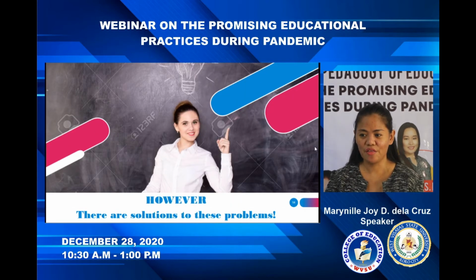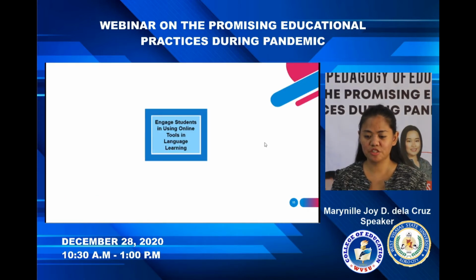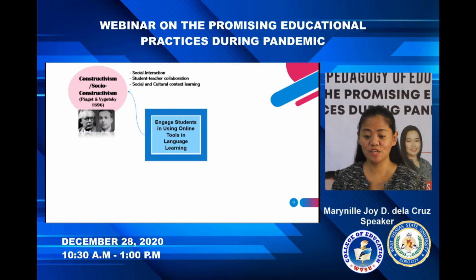However, there are solutions to these problems. In order to overcome these challenges, teachers should anchor their teaching strategies and techniques to the learning theories and pedagogy that are applicable in this situation, remote learning, like the constructivism or social constructivism of Piaget and Vygotsky in 1896, that there is a need for student-teacher collaboration, social interaction, constructing their own knowledge using their own experiences, and social and cultural context in learning.